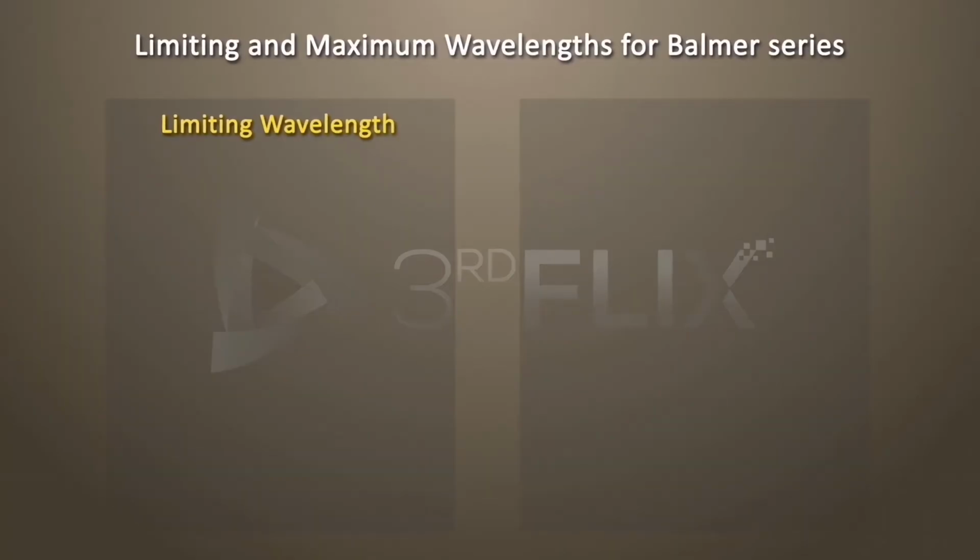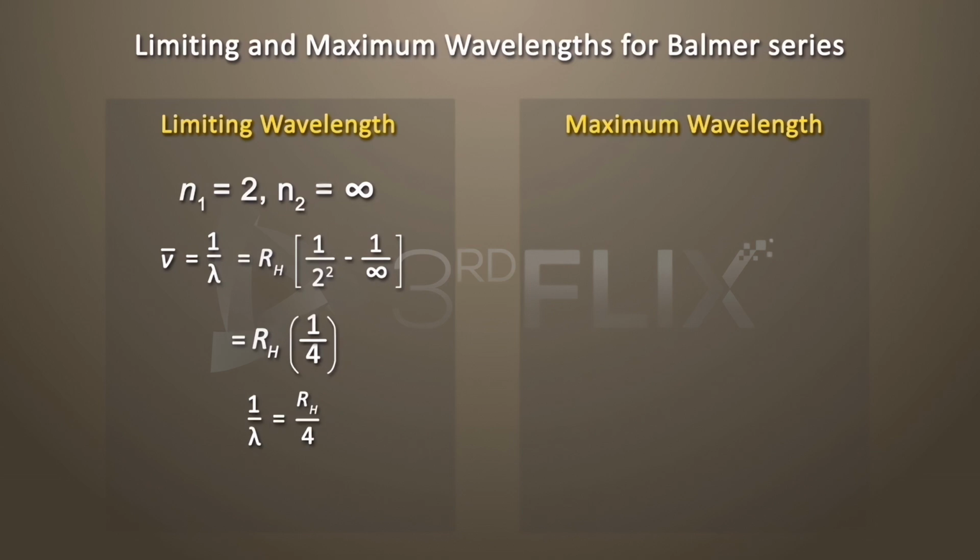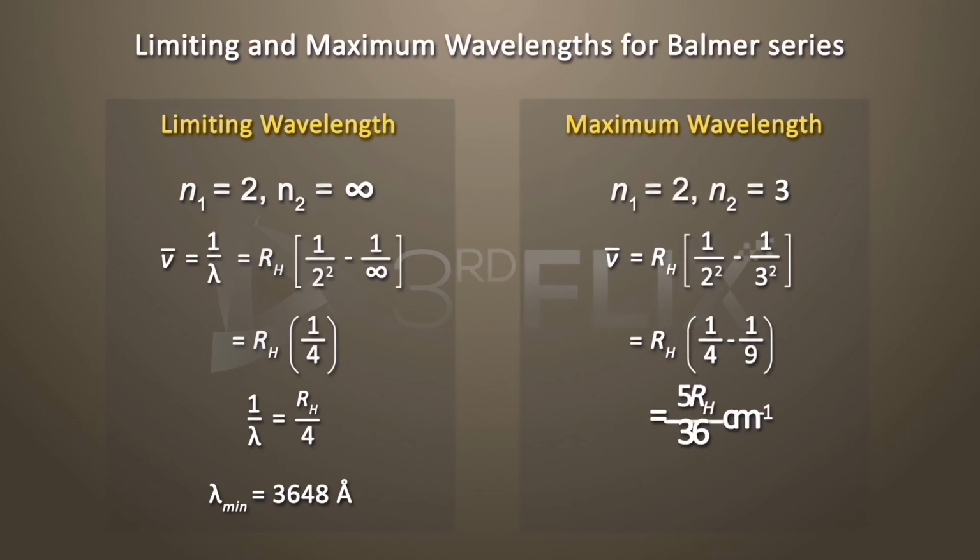Let's find the limiting and maximum wavelengths for the Balmer series. For a line of limiting wavelength of the Balmer series, n1 is equal to 2, n2 is equal to infinity. On substitution, we get the value of limiting wavelength to be approximately 3,648 angstroms. For a line of maximum wavelength of the Balmer series, n1 is equal to 2, n2 is equal to 3. On substitution, we get the value of maximum wavelength to be approximately 27,360 angstroms.